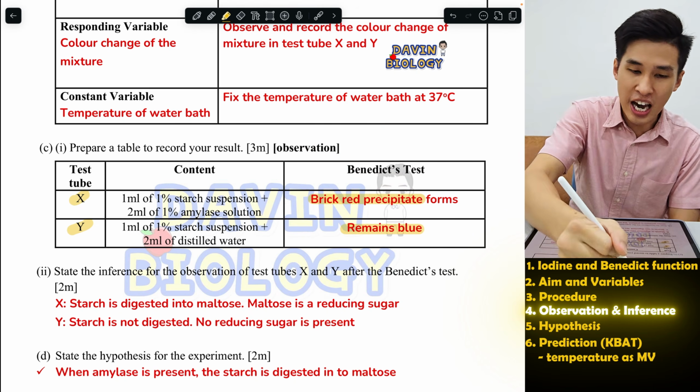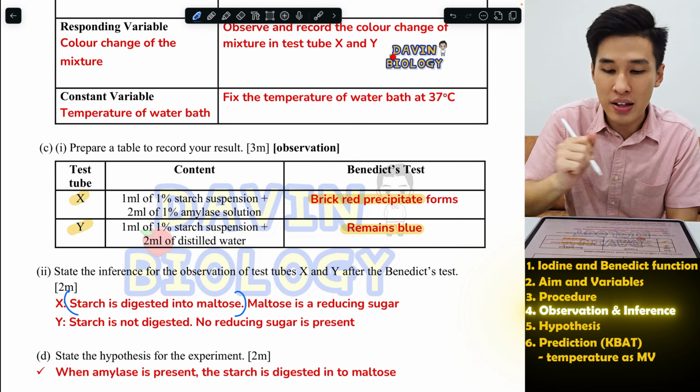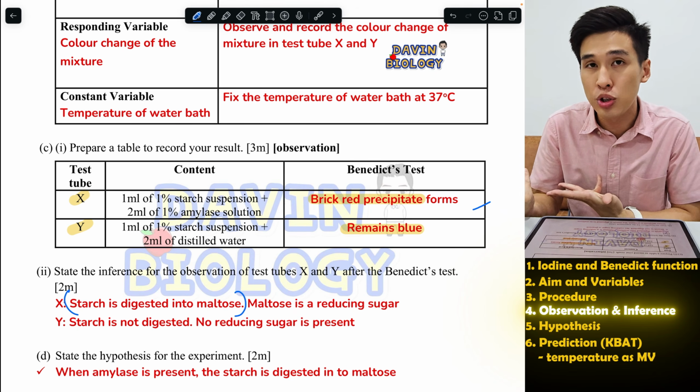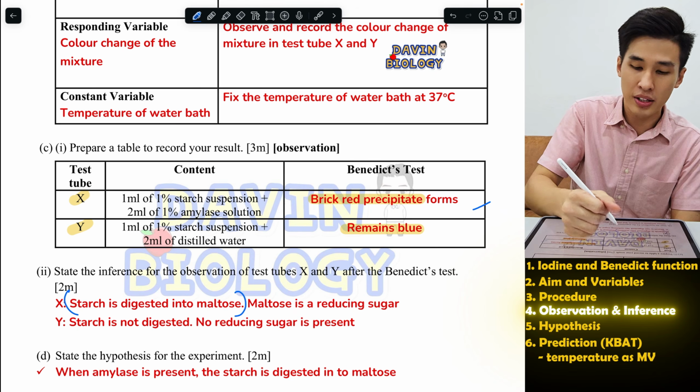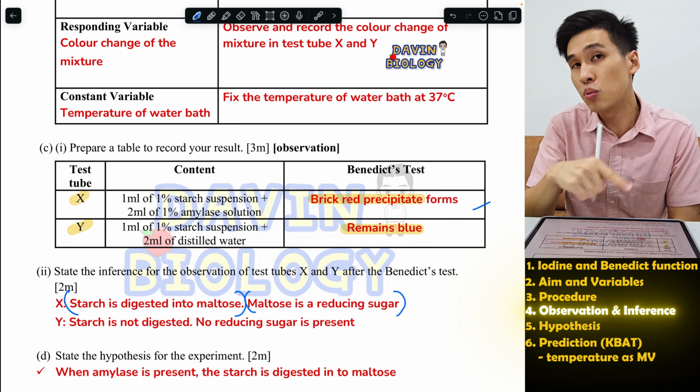And for the inference, actually it's more or less the same. Like for here, I just say, why here will the Benedict change color? Because starch has become maltose already. And here I give you one more point also, better to write this also, because maltose is a reducing sugar. Benedict, when there is reducing sugar, will change color.